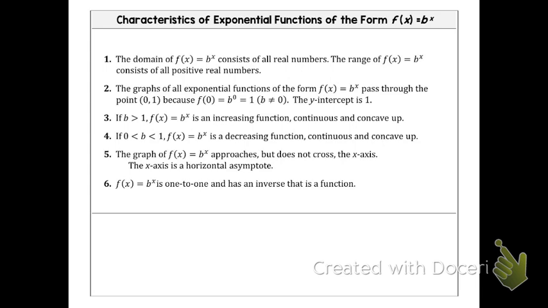The graph of f of x equals b to the x approaches but does not cross the x-axis. Therefore, the x-axis, or y equals 0, is the horizontal asymptote. And then f of x equals b to the x is 1 to 1, and it has an inverse that is a function.